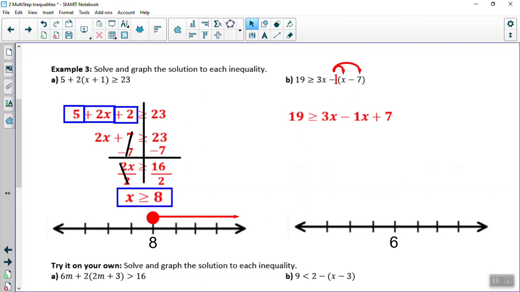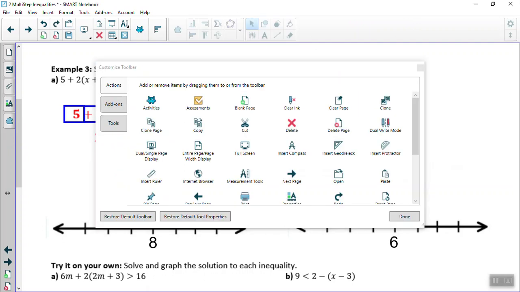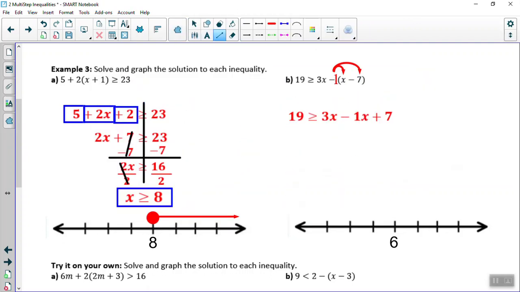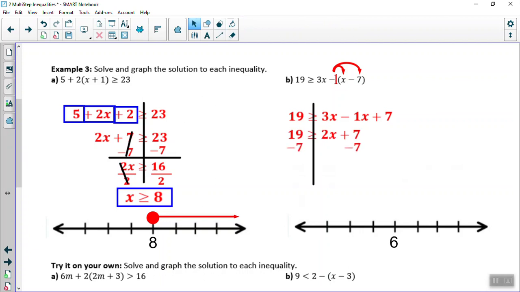All right, let's take a look at our like terms. Because we do have some like terms here. And again, like terms are always on the same side. So in this case, my like terms are the 3x and the 1x. So I have 3x minus 1x will give me 2x. Bring down my plus 7. Now I need to isolate my variable term. So I'm going to subtract 7 from both sides. When I do that, it cancels these guys out. And then I'm left with 12 is greater than or equal to 2x.